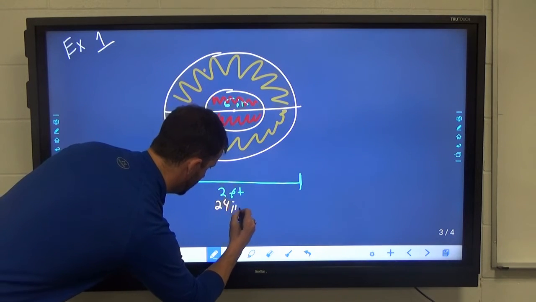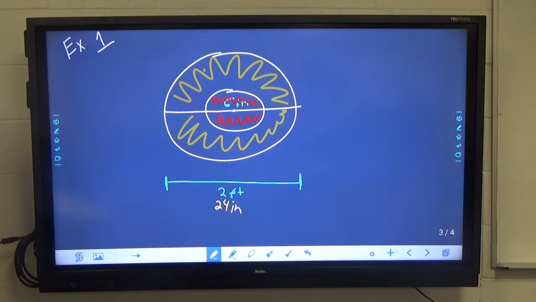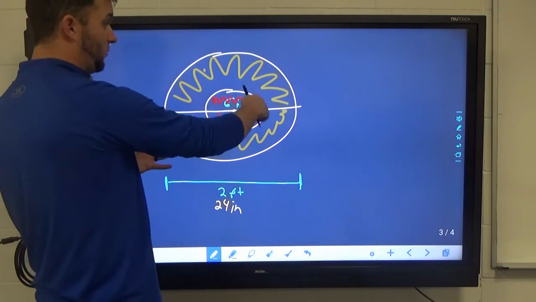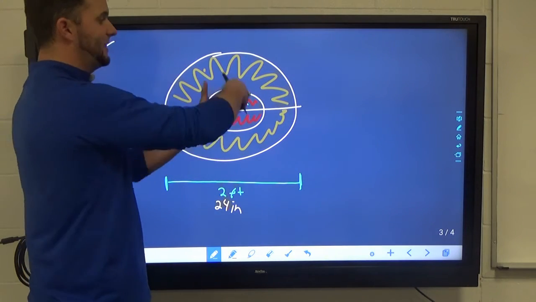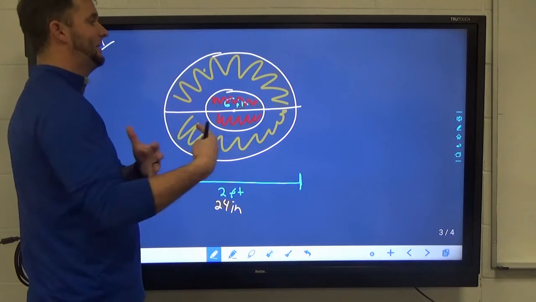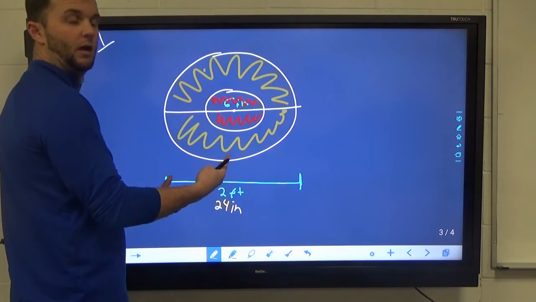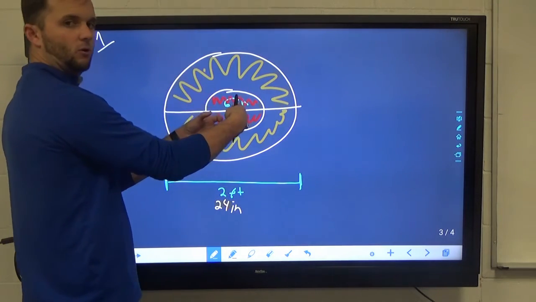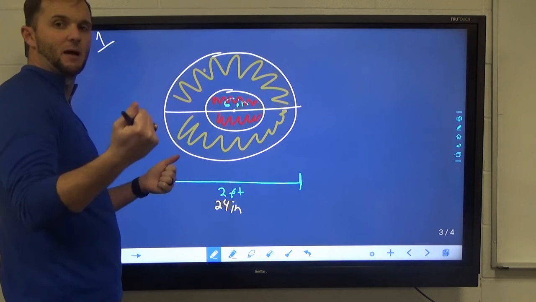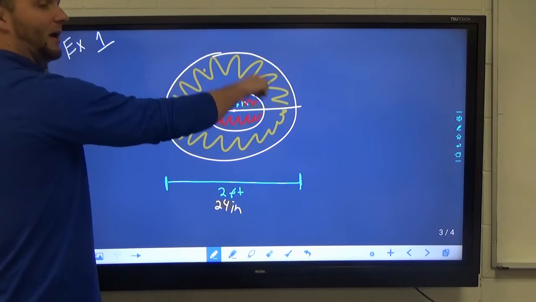So 24 inches. Okay, so here we go. First, basically if you look, the red circle area, I'm going to take that out of the target. So that means I need to find the area of the whole circle, and then I need to find the area of the small circle, and then I need to subtract those to take them out. Okay, so let's go ahead and find the area of the whole circle.